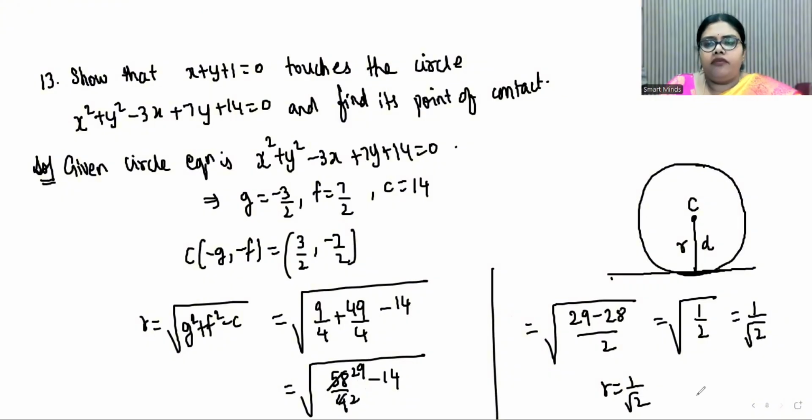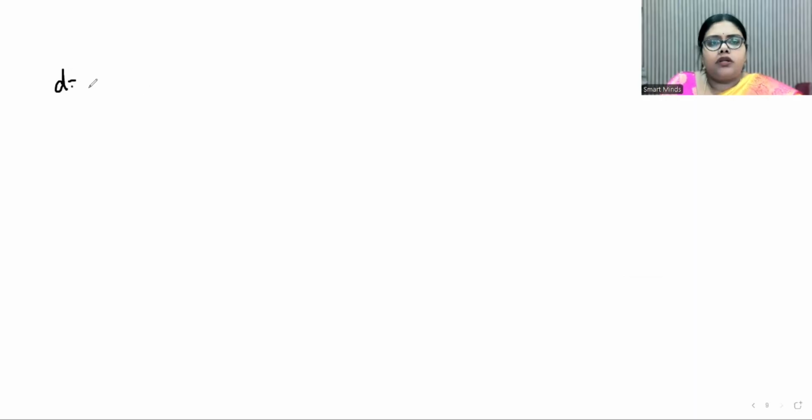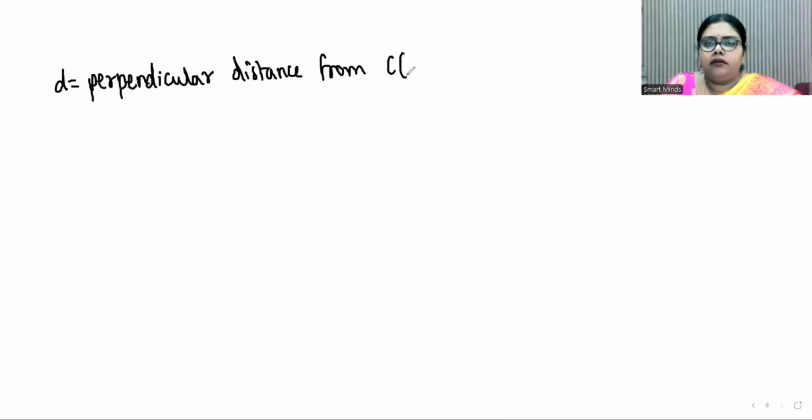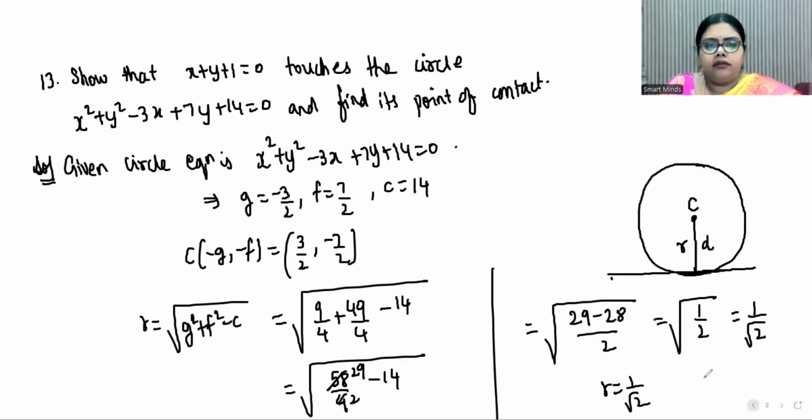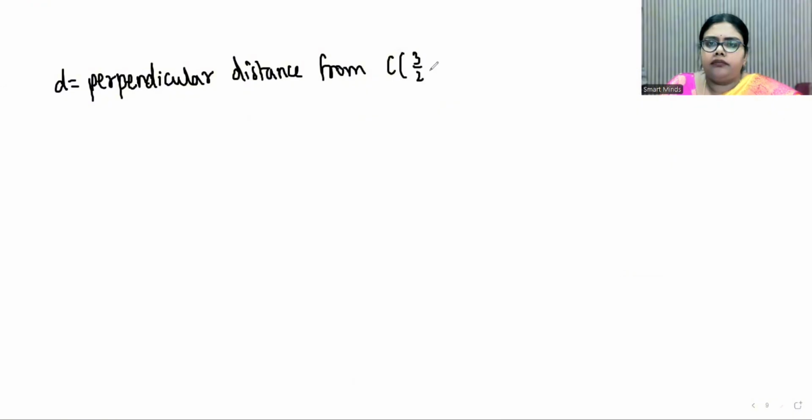Now the same way we need to find out the perpendicular distance. So d is equal to perpendicular distance from center. What is the center? 3 by 2 comma minus 7 by 2 to the line. What is the line given? x plus y plus 1 is equal to 0.